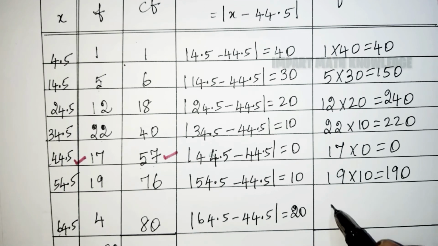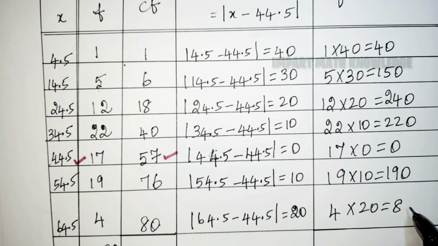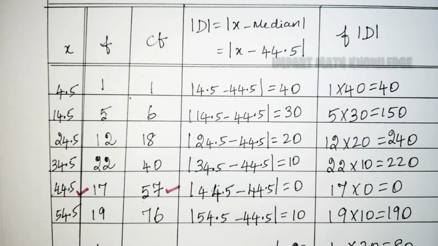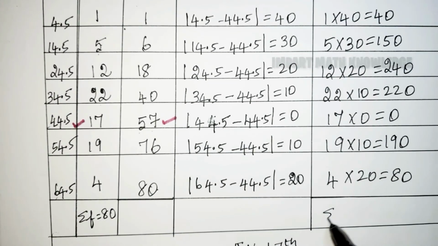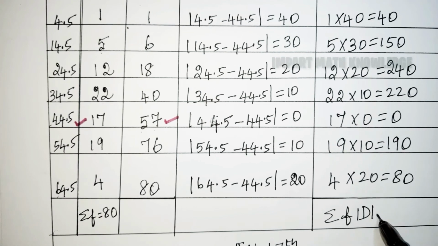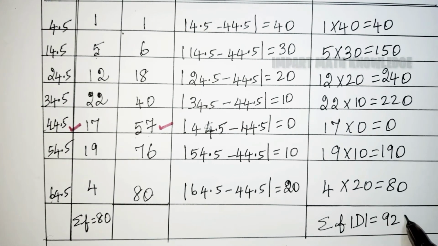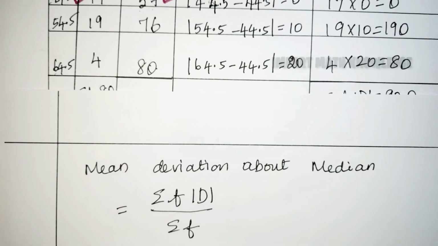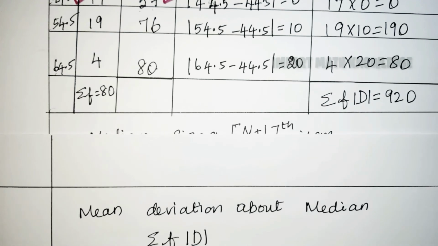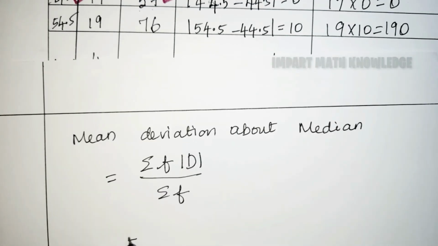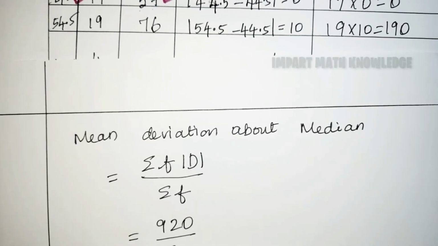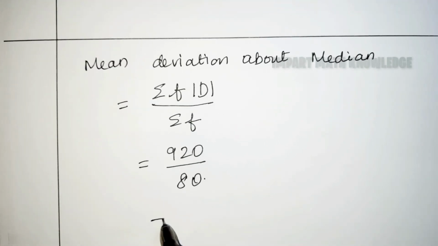4 into 20 is 80. After finding f mod D, we have to find the total. Summation of f mod D is equal to 920. Mean deviation about median is equal to sigma f mod D divided by sigma f. Sigma f mod D is 920. Sigma f is 80. 920 divided by 80. So mean deviation about median is equal to 11.5.